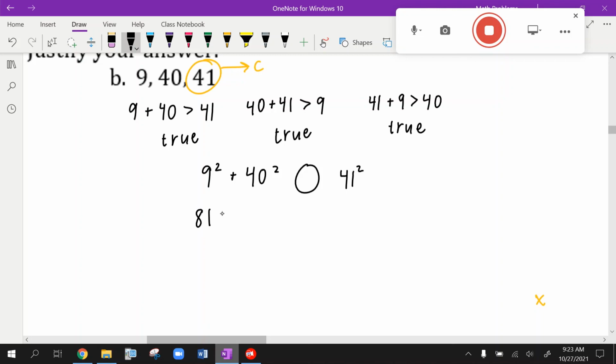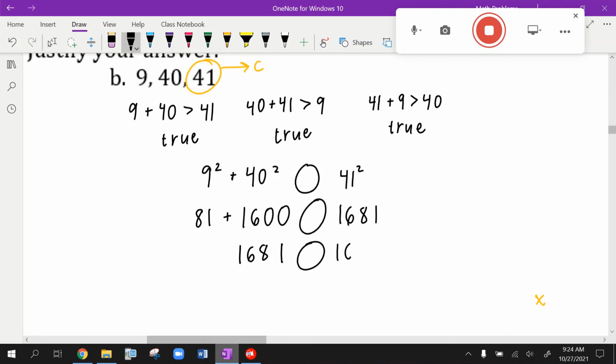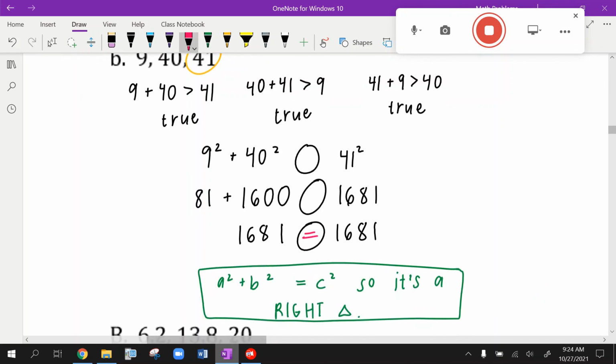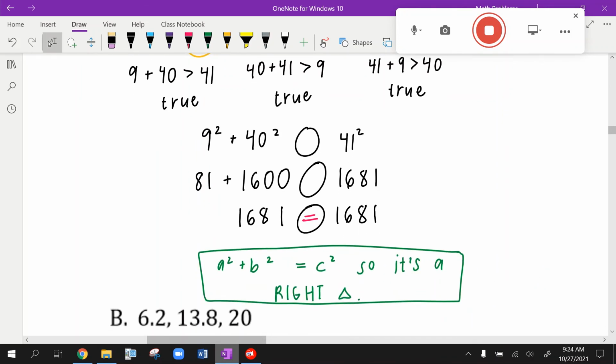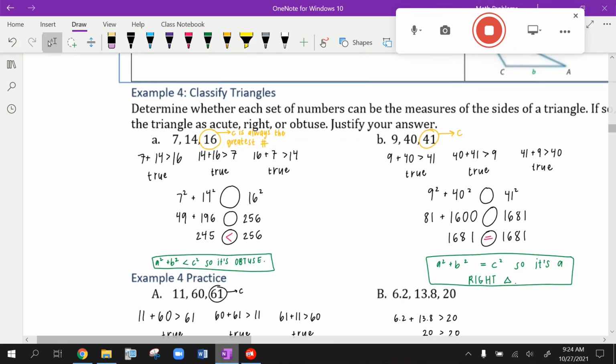So I have 81 plus 1,600. How does that compare to 1,681? Add these together. I see that it's equal. Since a squared plus b squared equals c squared, I know that this is a right triangle. Pause the video and try the practice problems below on your own.